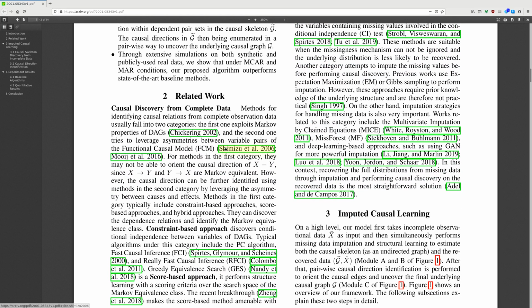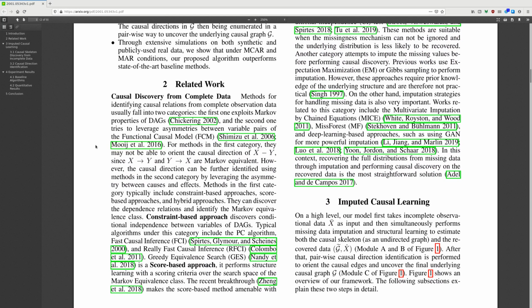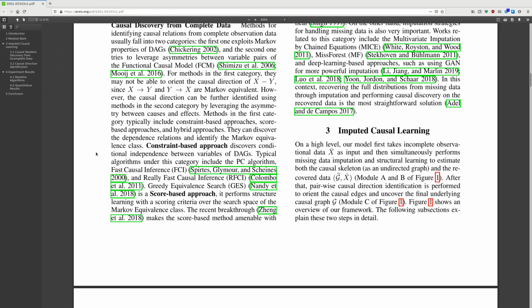So, related work: causal discovery from complete data. Methods for identifying causal relations from complete observation data usually fall into two categories. The first one exploits Markov properties of DAGs, and the second one tries to leverage asymmetries between the variable pairs of the functional causal model, FCM. Constraint-based approaches discover conditional independence between variables of DAGs. Typical algorithms under this category include the PC algorithm, fast causal inference, really fast causal inference, and greedy equivalent search. Greedy equivalent search is a score-based approach. It performs structural learning with scoring criteria over the search space of the Markov equivalence class.